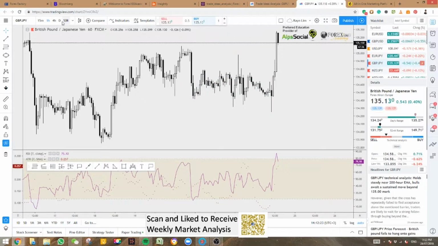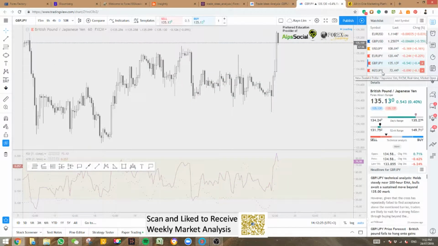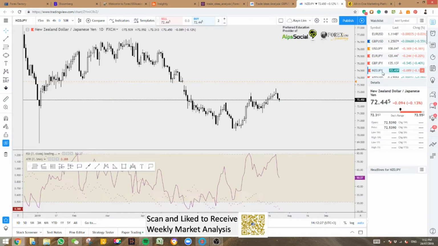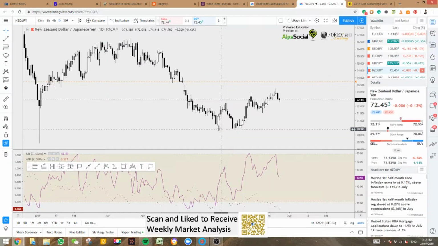Alright, so to the next pair, New Zealand yen. New Zealand yen on the daily chart, you can see a new low has been created over here. Then the first break of the high. Second one not broken yet because it did not break and close above the high price. Alright, so it's still on a bearish move. Alright, have you spotted this?